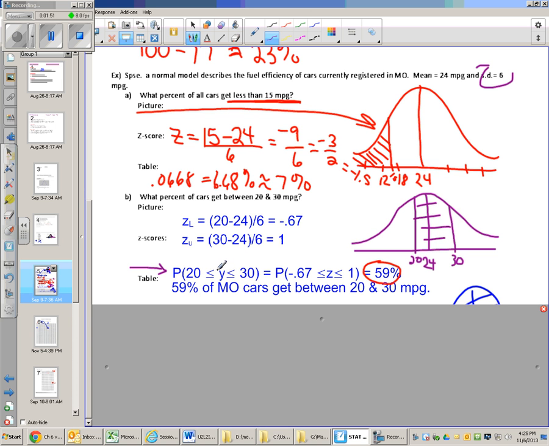You can write it in terms of the actual values, or you can write it in terms of the z-scores. Because the probability of saying the miles per gallon is between 20 and 30 is the same as saying the z-score is between negative 0.67 and 1. So you can use either one. You don't have to use both. Pick whichever one you like best.